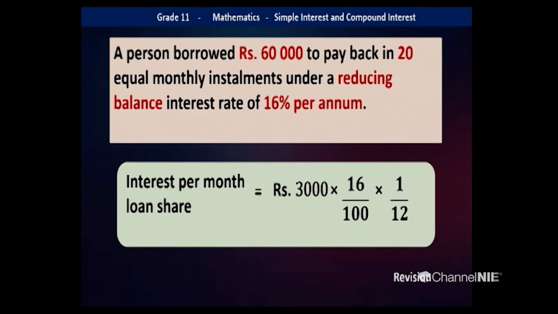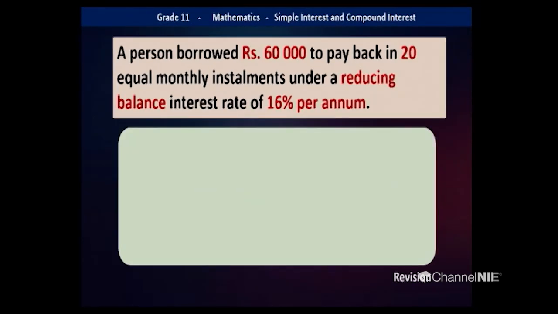Once you simplify this, 3,000 divided by 100, the answer is 30. Again, 30 and 12 you can divide by 4. Sorry, 16 and 12 you can divide by 4. Answer 4 and 3. Then you can again divide 30 by 3. The answer is 10. Then 10 into 4 is 40. Then the interest for a monthly unit, I will call it like that, per month is 40 rupees.